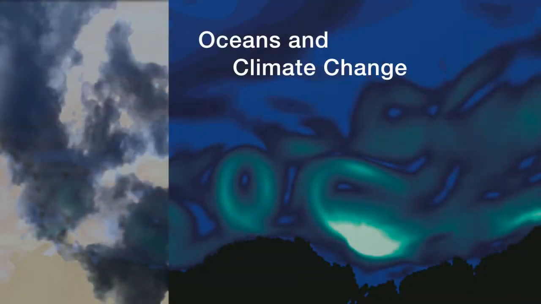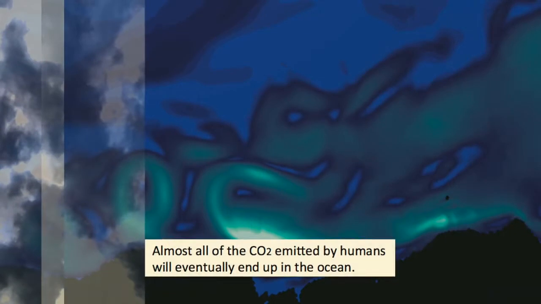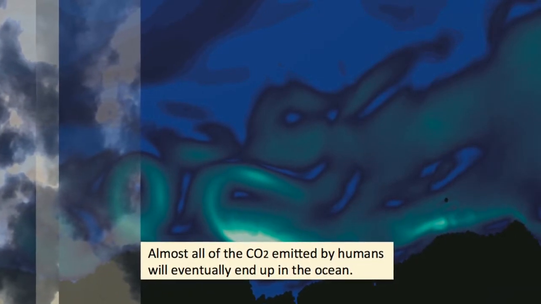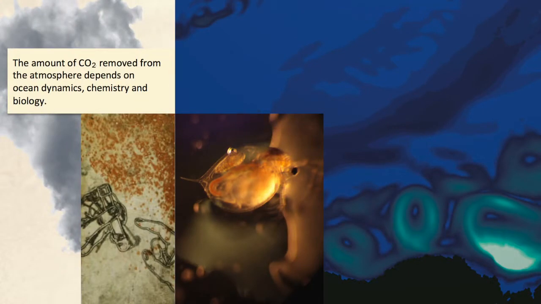How does the ocean affect climate change? First, the ocean absorbs carbon dioxide from the atmosphere, changing the rate of warming. In fact, almost all of the carbon dioxide emitted by humans will eventually end up in the ocean. The amount removed in the coming decades depends on ocean dynamics, chemistry, and biology, such as phytoplankton productivity.